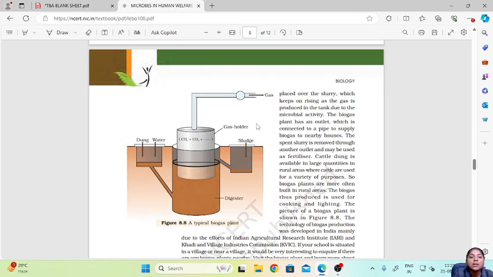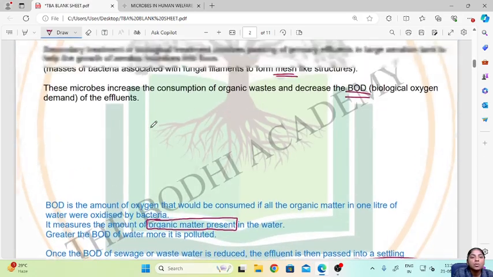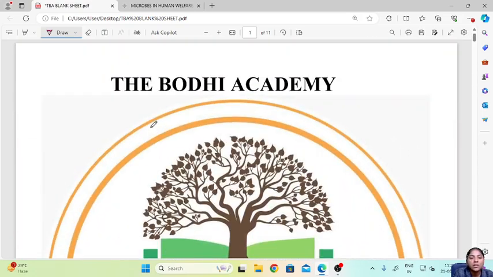So this is the other tank in which the spent slurry, which is already digested, is taken out, and then it is used as fertilizer for plants or crops. Then the biogas plant is more often built in rural areas as a large amount of cattle dung is easily available in such areas. So this is all in today's video.